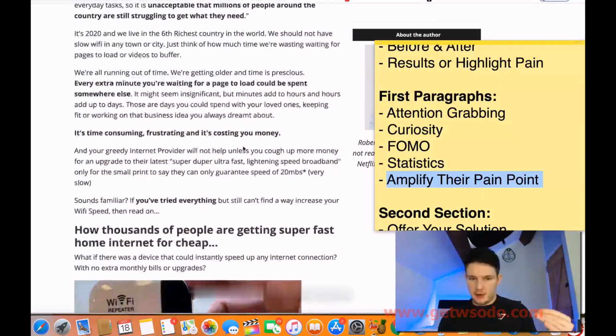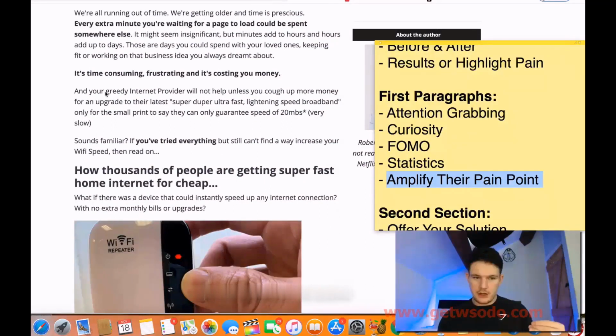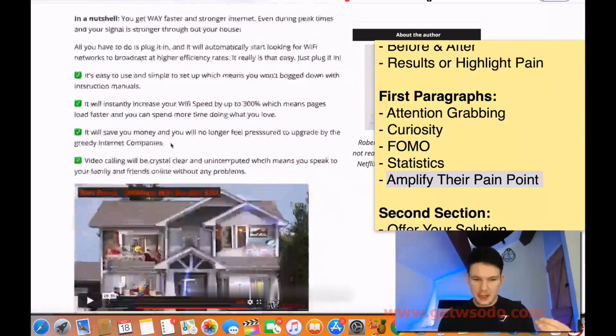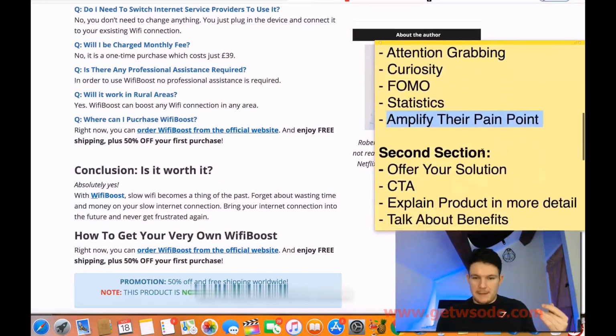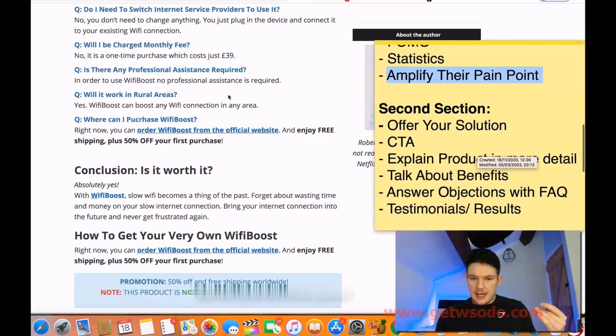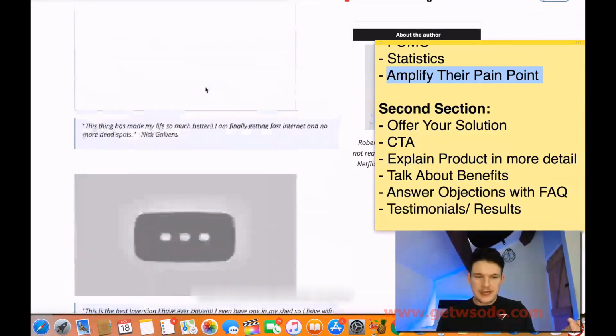And then this was a lot more of a detailed advertorial where it's time consuming, frustrating, it's costing you money. And then we offer the solution, and then we go down here to the FAQs, which I was talking about, where we can actually answer if they've got any questions about the product. And that's kind of that strategy.